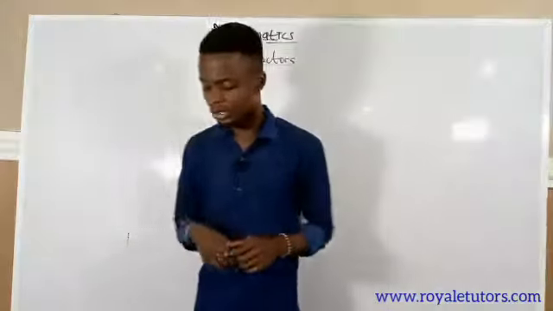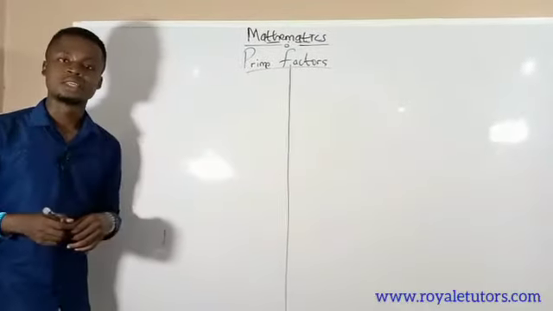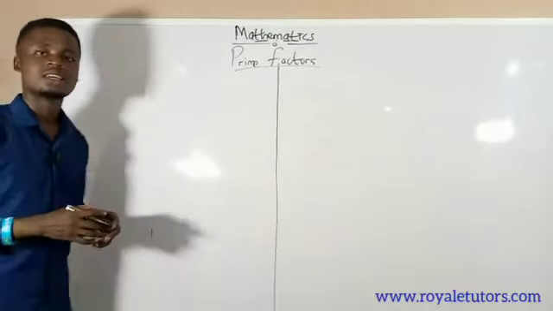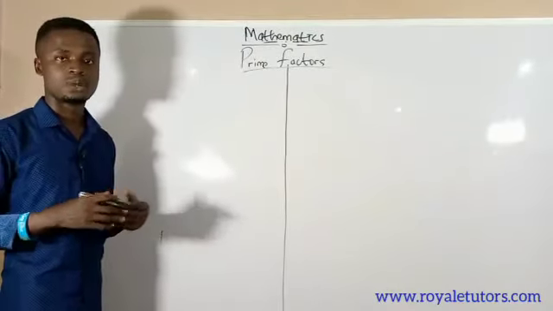Okay, so today I want to continue on prime factors, and I'll be working basically on the particular theorem that we call the fundamental theorem of arithmetic, which states that a number is either prime or can be expressed as a product of its prime factors.